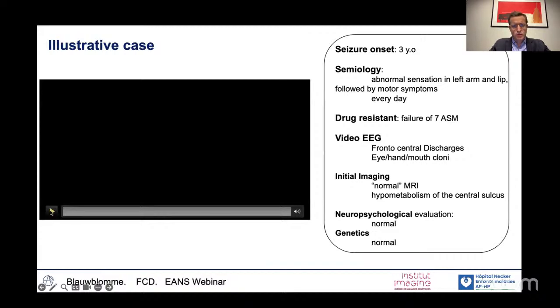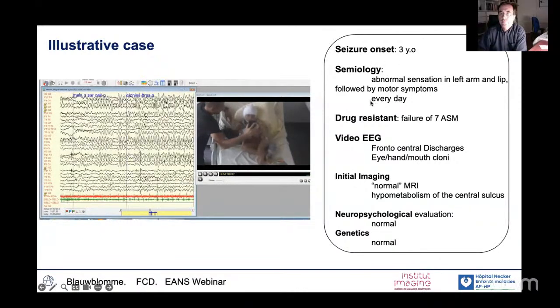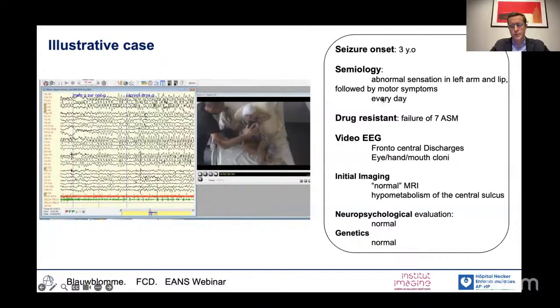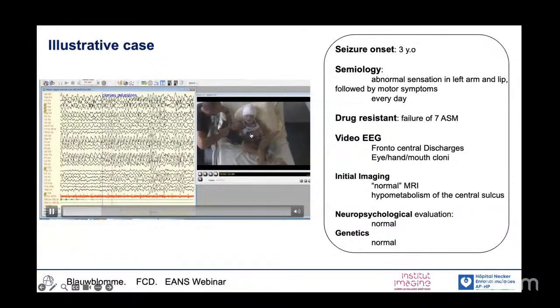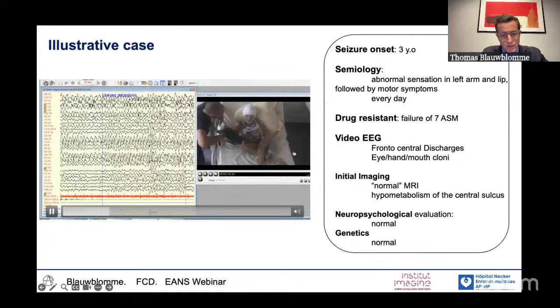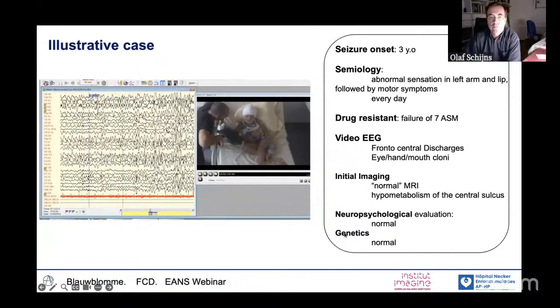So just to start, an illustrative case of what we are facing when we're talking about focal cortical dysplasia: it's epilepsy with seizures that start early in life, like in this kid who had his first seizure at age 3. In this case, you see it's focal seizures with sensory and motor symptoms. Typically, it's drug resistant. In this case, 7 anti-seizure medications were started. If you look closely, you can see that he will have motor manifestation on the left arm that helps to localize the seizure onset.